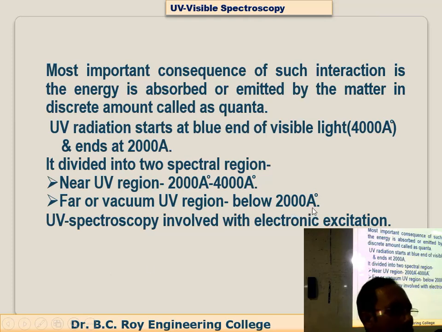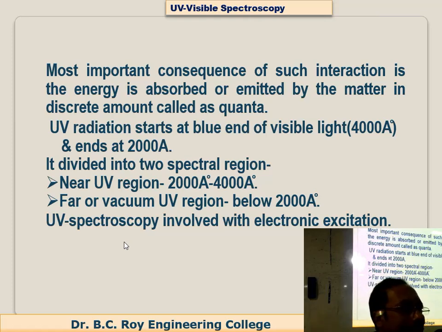Angstrom is the unit of wavelength. UV spectroscopy involves electronic excitation. What does it mean? That means you have a sigma level, sigma star level, pi star, and n level. The electronic transitions happen from sigma to sigma star, pi to pi star, n to pi star, and n to sigma star. This type of phenomena is restricted to ultraviolet spectroscopy.